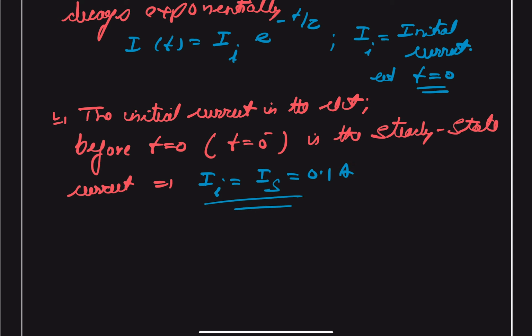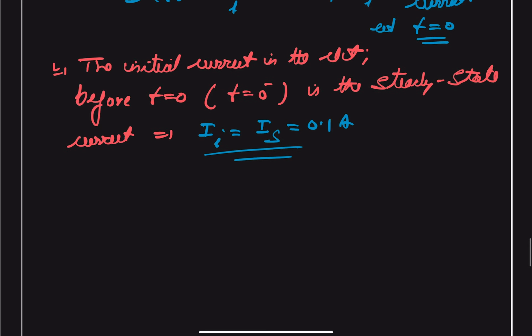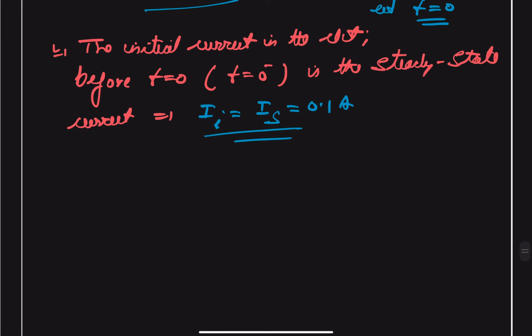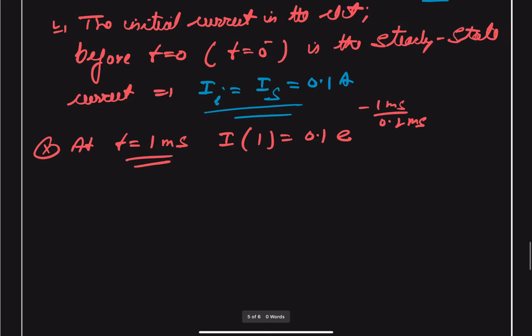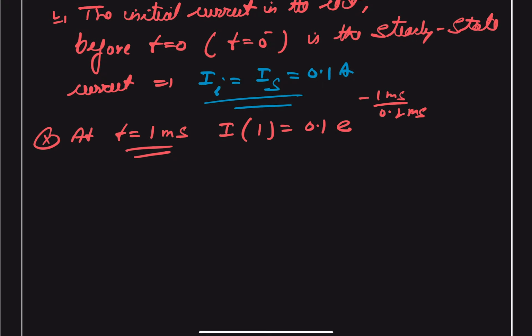Now we are supposed to find out the current at t equal to 1 millisecond. So we substitute in this equation. We can write at t equal to 1 millisecond, I1 is equal to 0.1 e raised to the power of 1 millisecond divided by this tau we just calculated, 0.2 millisecond, negative. This can be written as the current at 1 millisecond will be equal to 0.1 e raised to the power minus 5, and this e raised to the power minus 5 is approximately equal to 0.0067.